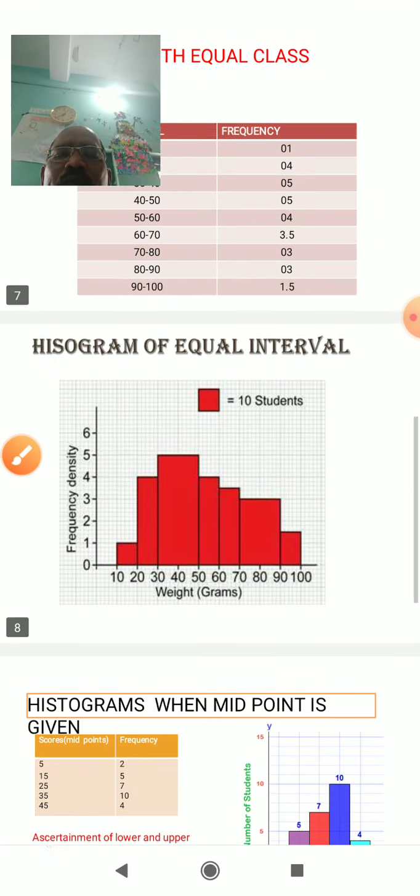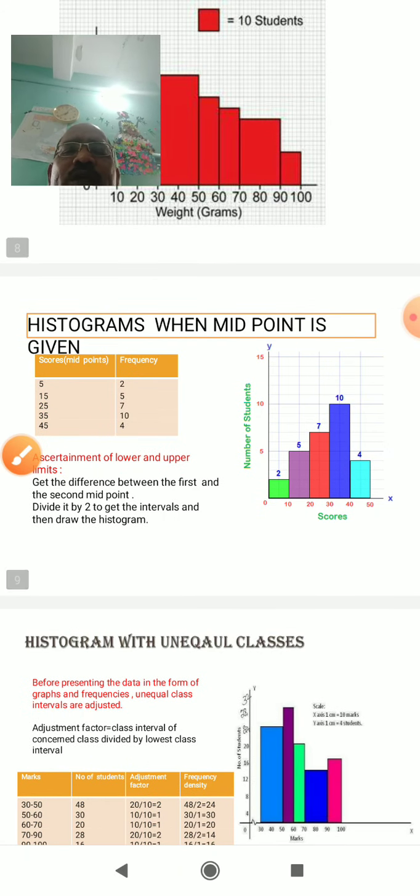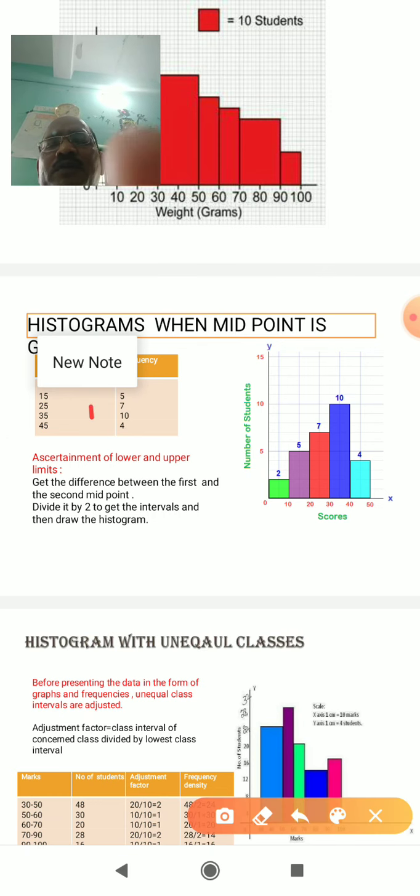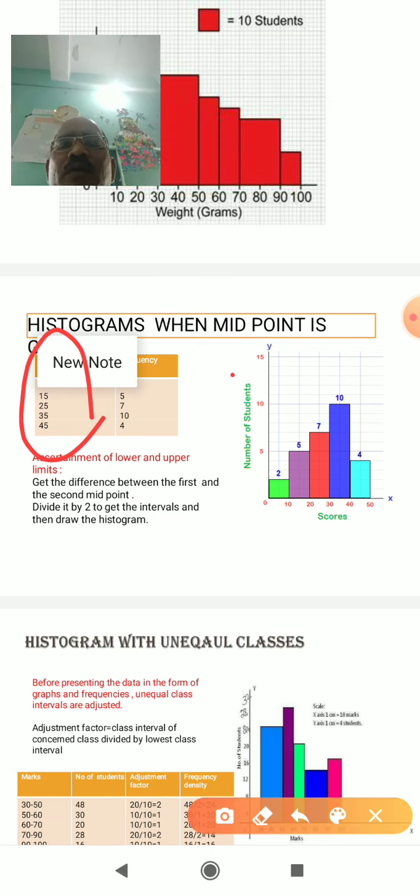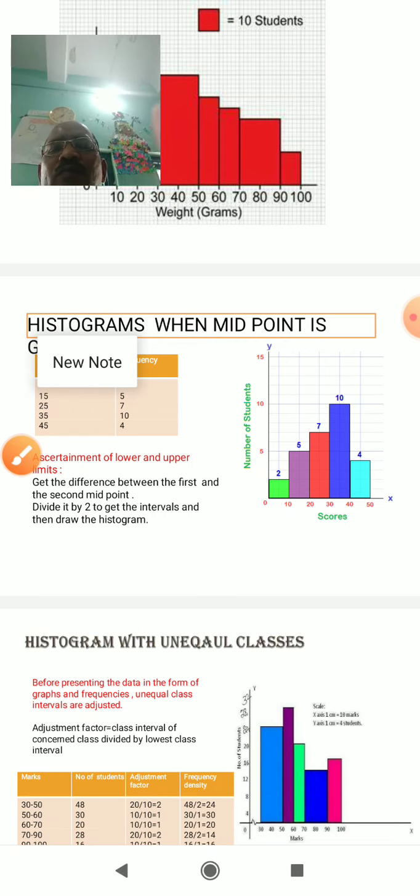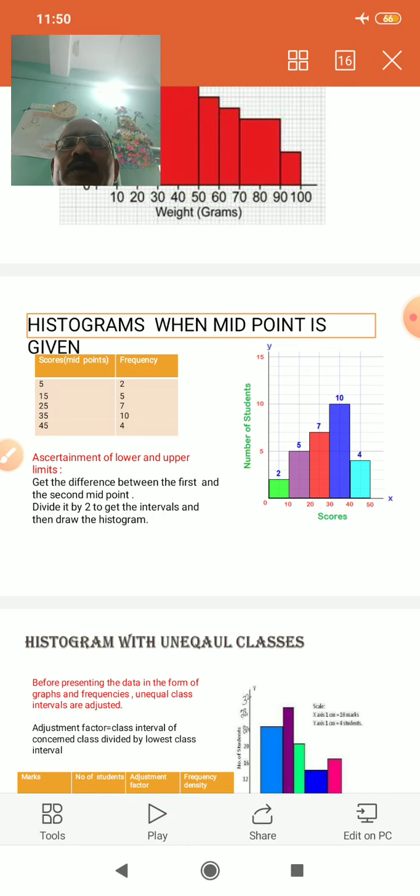Just like that, we have to draw the histogram when midpoint is given. What is midpoint? Midpoint is the value in which the lower limit plus upper limit divided by 2, that is known as midpoint. In this method, histogram when midpoint is given, the midpoints are 5, 15, 25, 35 and 45, and the frequency is given 2, 5, 7, 10 and 4.